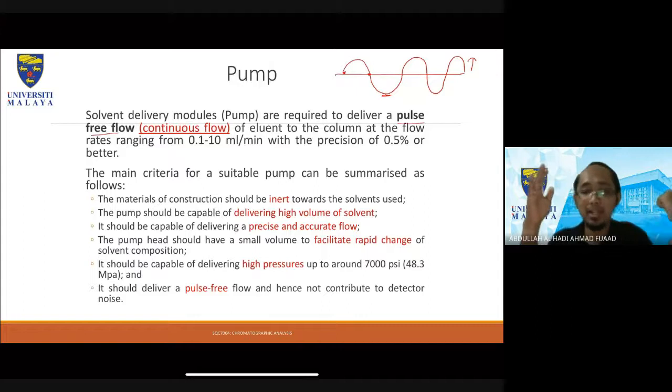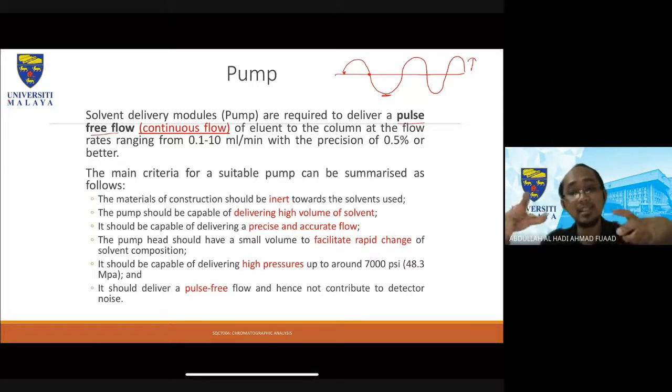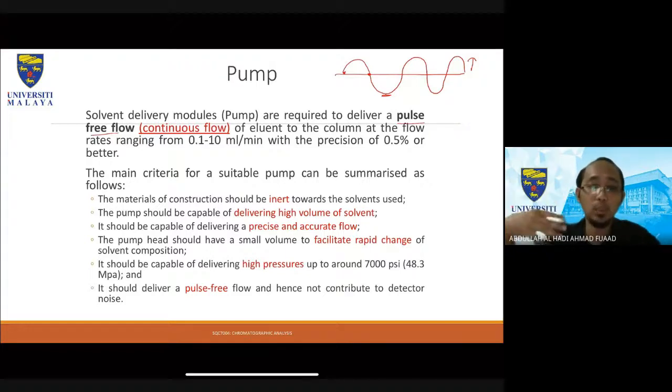So without a pulse-free pump, you will get a sinusoidal curve, and this will affect your flow. The flow of your solvent system must be constant, because if it's not constant, your retention time is not repeatable or replicable. So there are a lot of issues, especially if you're doing an analysis. Your lab is an analysis lab, looking at the quantity and quality of your sample.